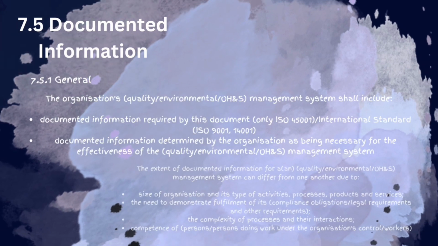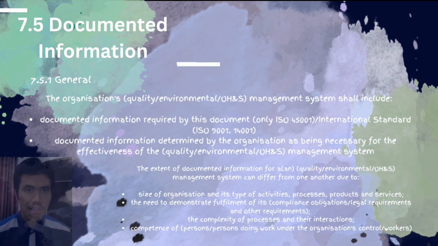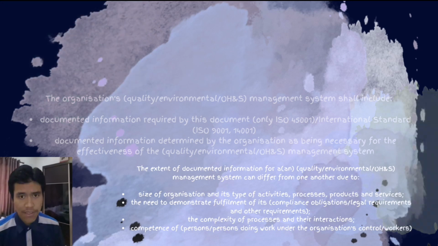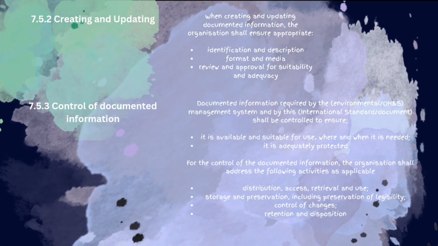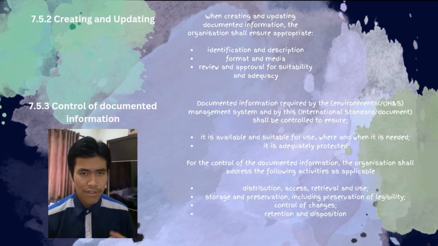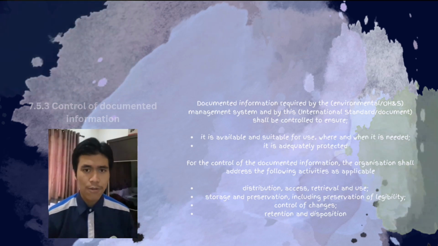The ISOs have a similar subclause, stating that the organization shall include documented information required by the document or international standard, and documented information determined by the organization as being necessary for the effectiveness of the management system. Once again, all three ISOs have very similar subclauses, with 7.5.2 talking about creating and updating documented information, and 7.5.3 talking about controlling how documented information is being used.